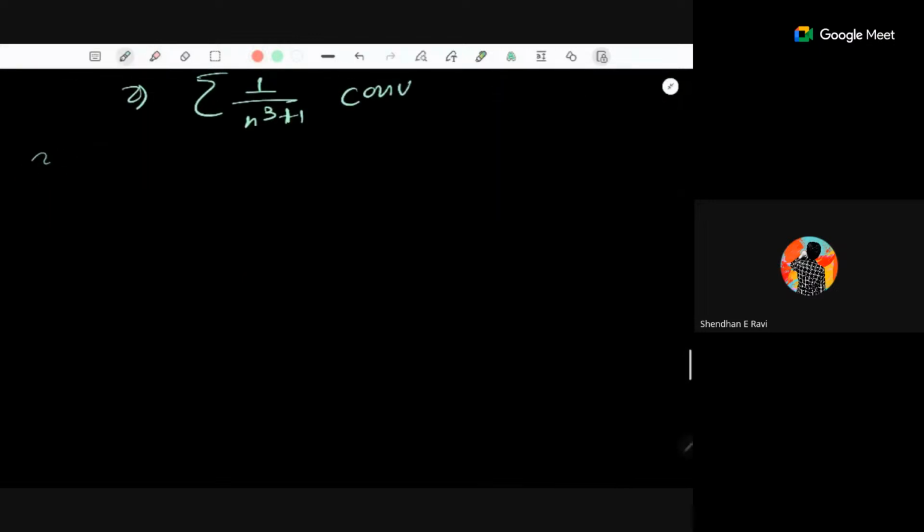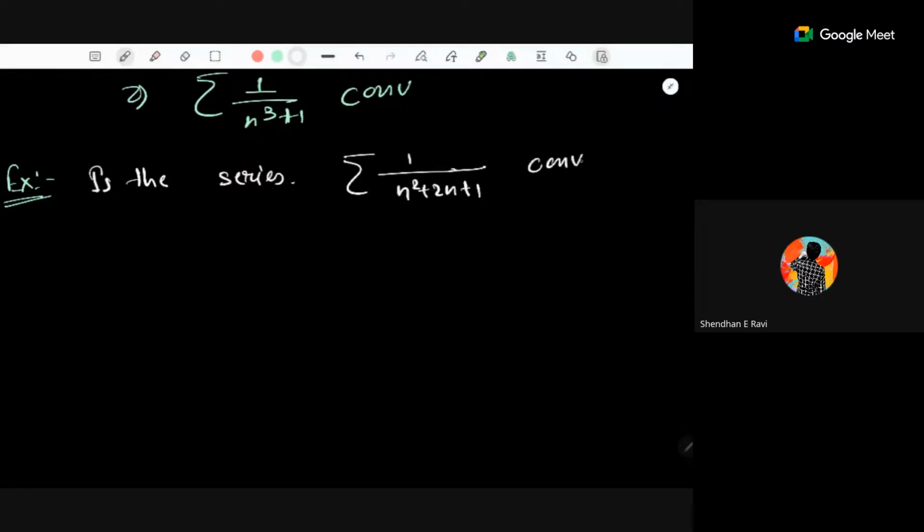It's a similar type of example: the series summation 1 by n square plus 2n plus 1. Does it converge or not? What will be your answer here? Does this series converge to a finite number or not? Type yes if it converges or no. I'll give you 1 minute to think.